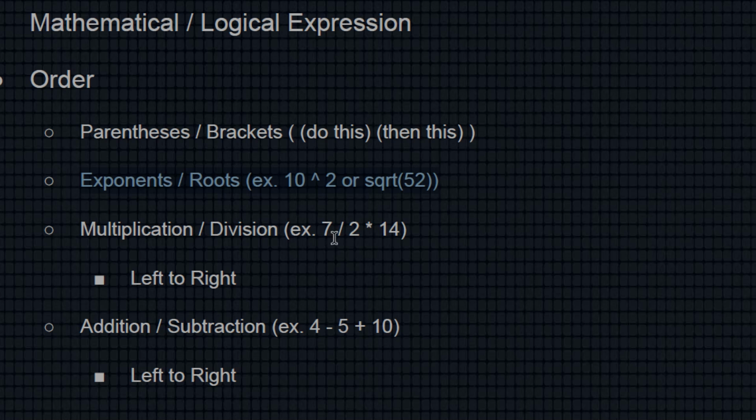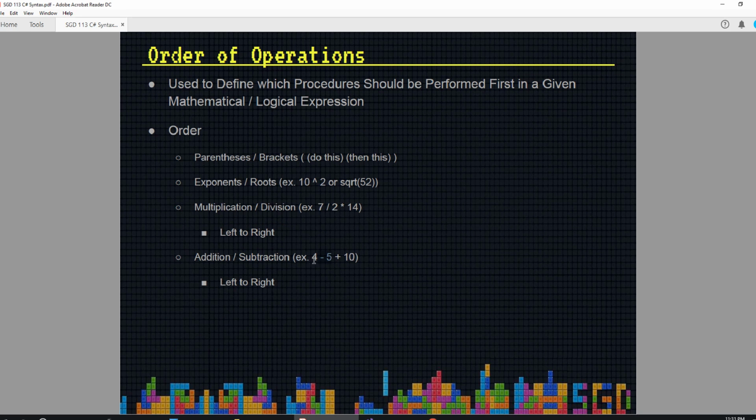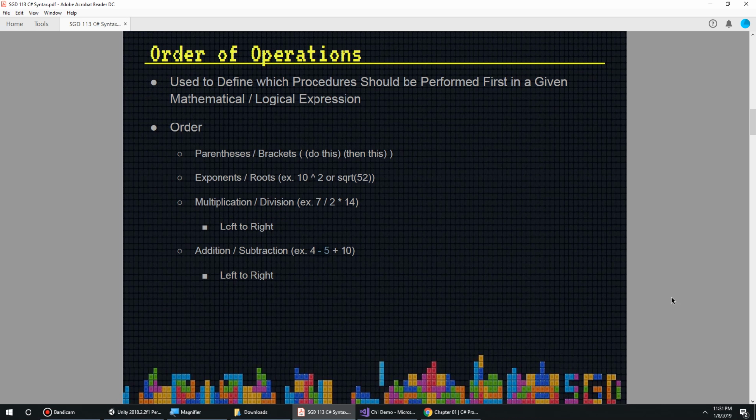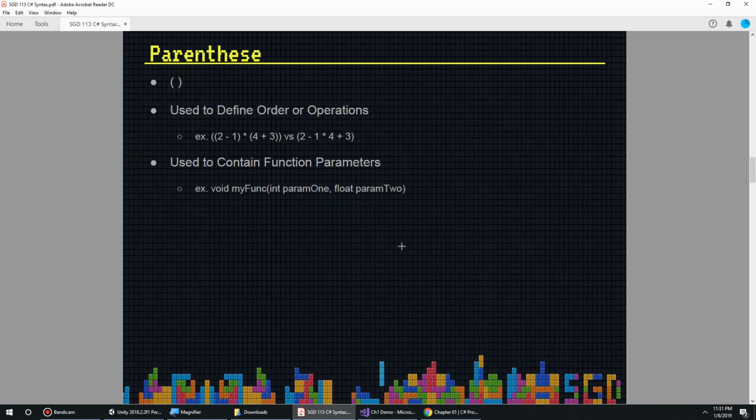And if there's two symbols in this level, then we read left to right. So we divide and then we multiply. And then under that, we have addition and subtraction. Same thing, it reads left to right. We don't add 5 and 10 together first. No, we read it left to right. So we subtract 5 from 4, and then we add 10 to this value. Order of operations, I spent a little extra time here because it's just that important.